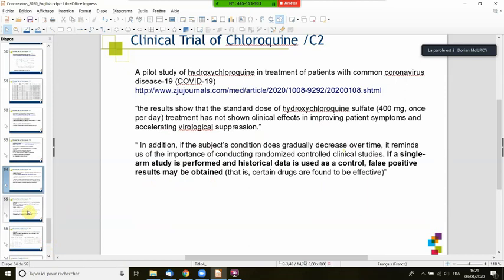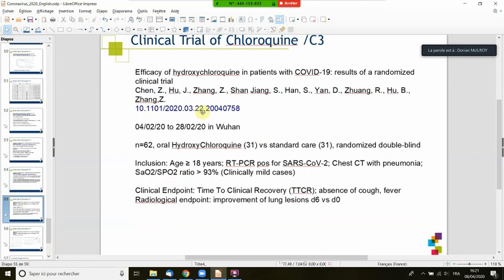And the last one I found, this is a study of patients in Wuhan in February. And here, this is a randomized trial. They say it's double blind in the preprint.